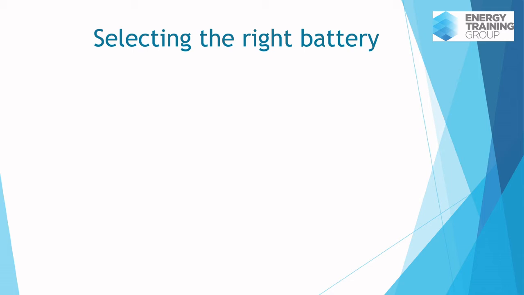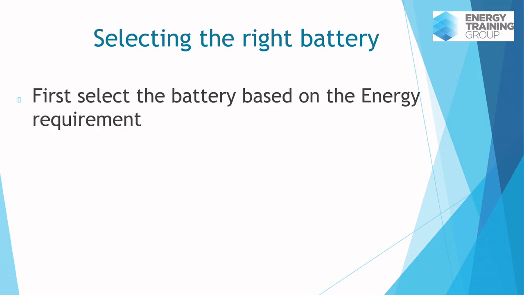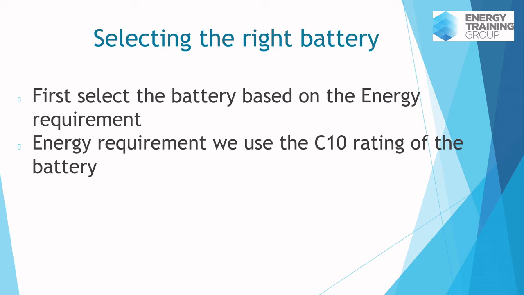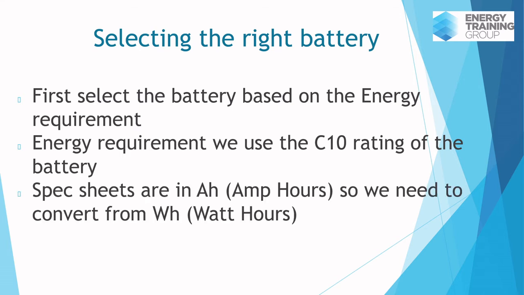Now we've selected our inverter, our depth of discharge, and our battery voltage. We can now go ahead and actually select which battery we're going to use. The first thing we want to do is make sure that the battery we select can store enough energy. For the energy requirement, we use the C10 rating of the battery. That's what we have to compare it to, the 10-hour rate. Now spec sheets are in amp hours, so we need to convert from watt hours to make sure we can select the battery from the spec sheet.